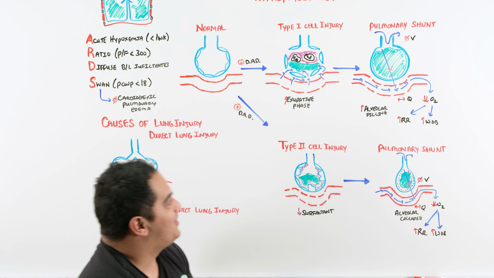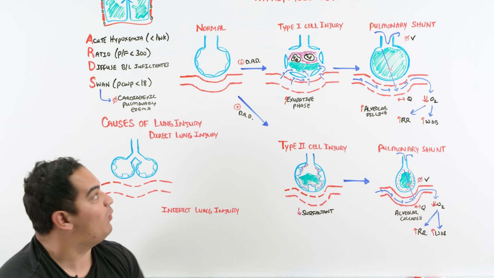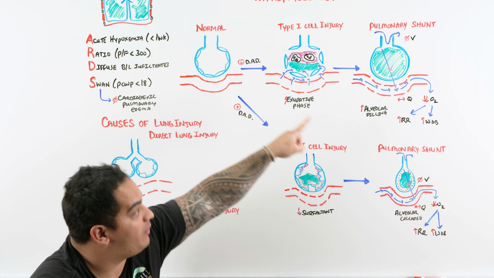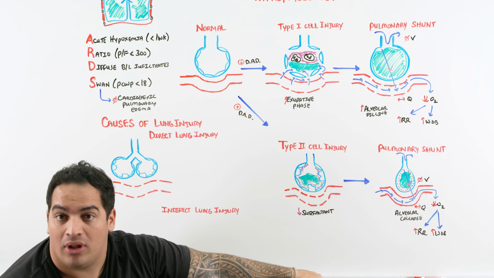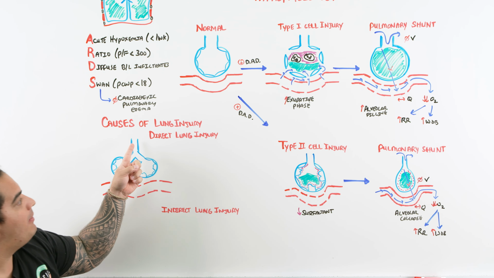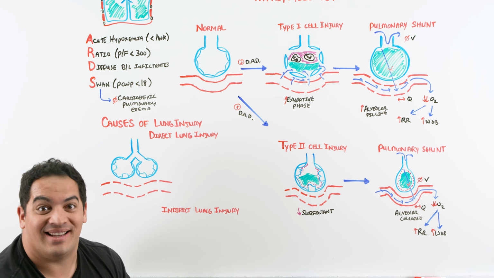We have to then ask ourselves the question, okay, what is causing the diffuse alveolar damage? What's leading to this type 1 and type 2 cell injury, which is causing shunting of oxygen, where you're not getting oxygen moving across the alveoli into the blood? The primary problem is that we're having some direct lung injury or indirect lung injury, and it is massive.